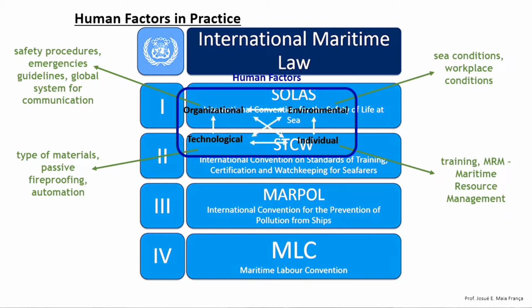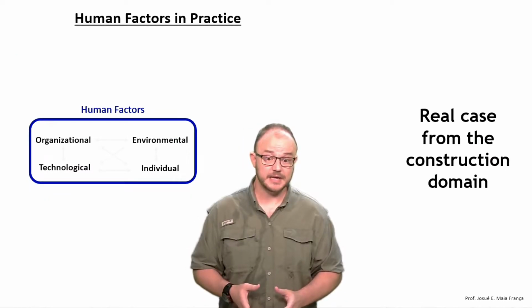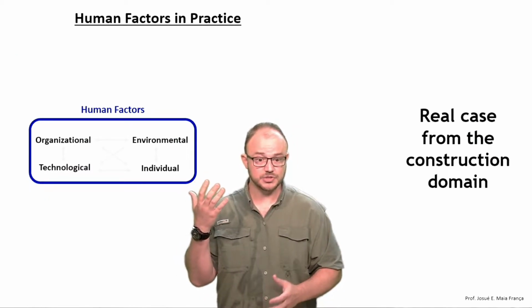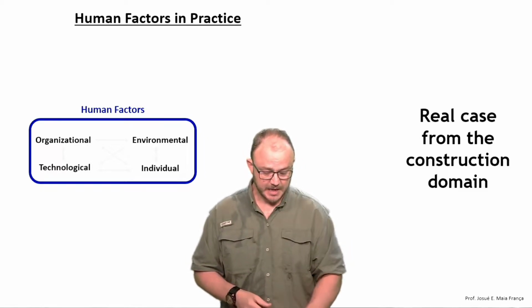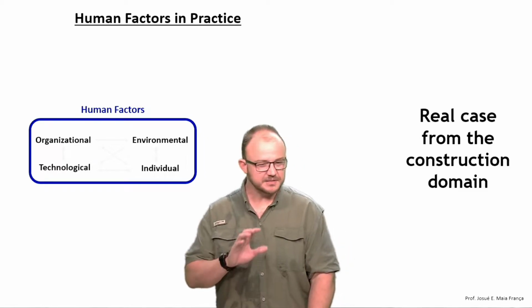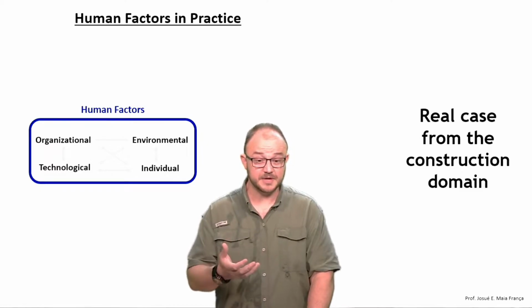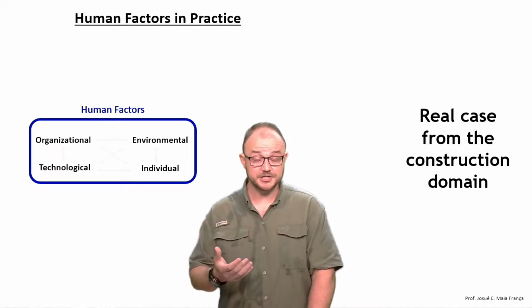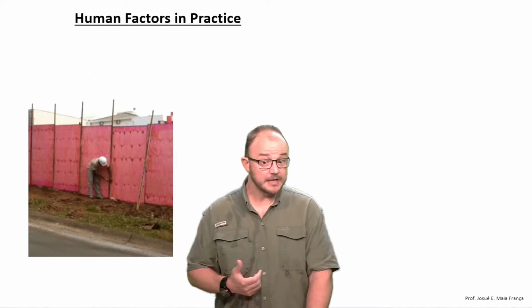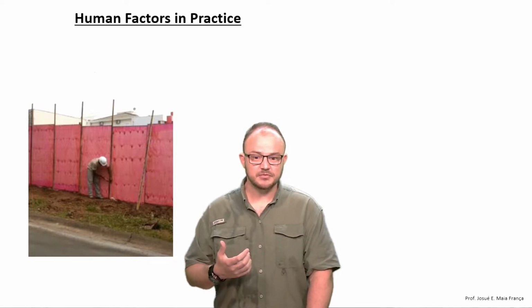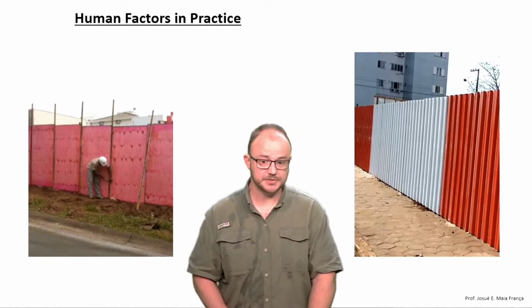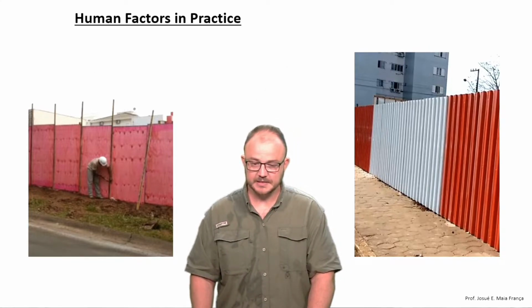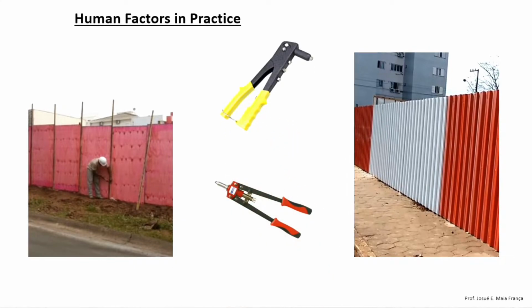So, bringing this to a real case, a human factors approach in a real case scenario in the construction domain in Brazil, it was just like that, as my friend, a safety technician, told me once. A company changed from these old side panels to metal side panels. And to do that, they use this kind of rivet pliers.